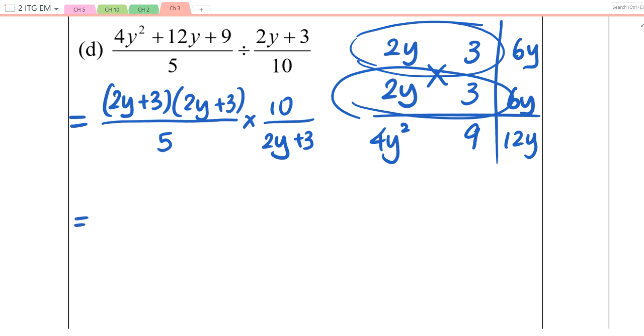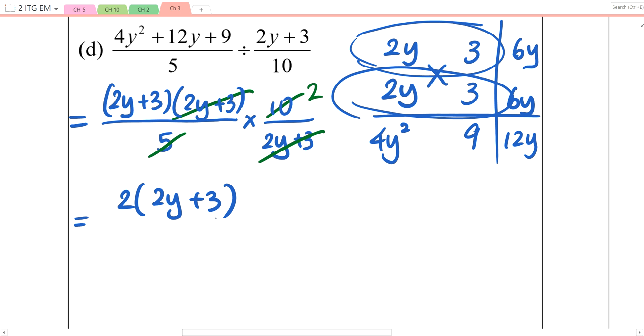Now it's our favorite part where we cancel. Cancel the 5, cancel the 10, left with 2, cancel 2y plus 3, 2y plus 3. We're left with 2 times 2y plus 3 divided by 1. Okay, so I don't need to write that. This is my answer.